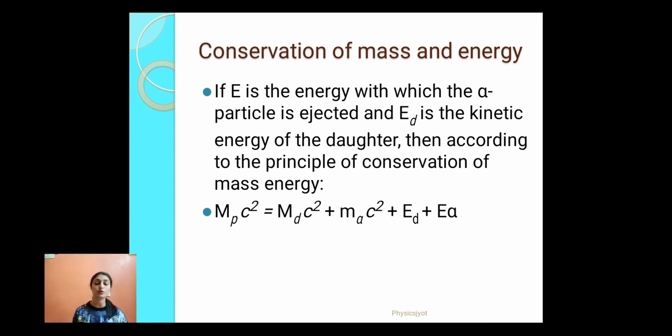Now we have assumed that the parent nucleus is at rest, so it will not have any kinetic energy. That is how it will have only rest mass energy, which is given by m_p c square. And on the RHS, we will have the rest mass of the daughter nucleus, its kinetic energy, the rest mass of the alpha particle, and its kinetic energy. So that is how we get this equation.